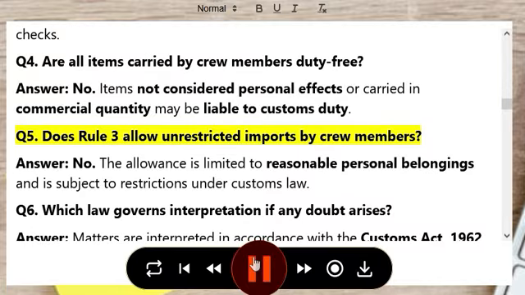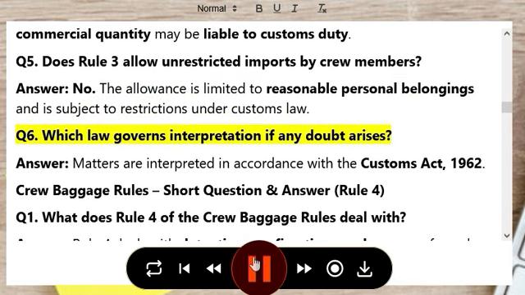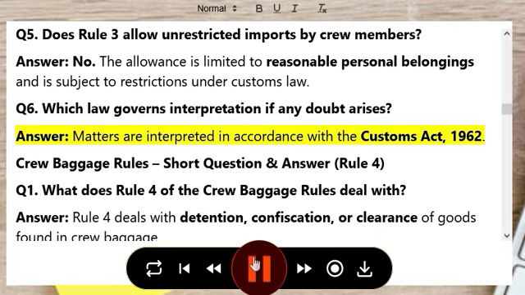Q5. Does Rule 3 allow unrestricted imports by crew members? Answer. No. The allowance is limited to reasonable personal belongings and is subject to restrictions under customs law. Q6. Which law governs interpretation if any doubt arises? Answer. Matters are interpreted in accordance with the Customs Act 1962.